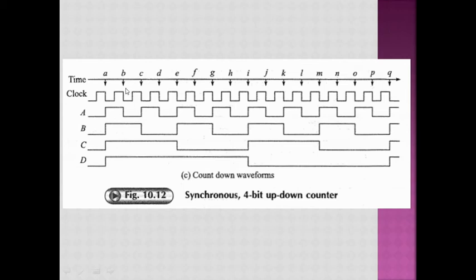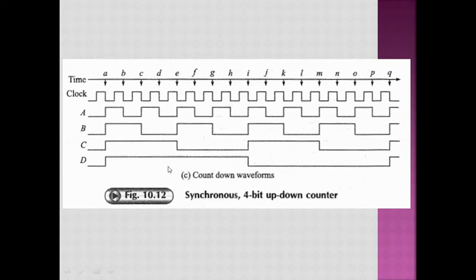After instant B, that means the next clock pulse, D is 1, C is 1, B is 1 and A is 0. On the next negative edge of the clock pulse, D is 1, C is 1, B is 0 and A is 1.